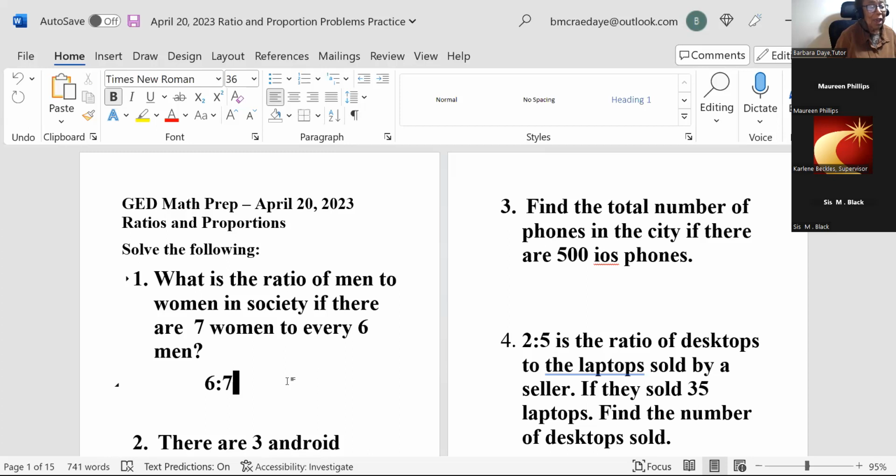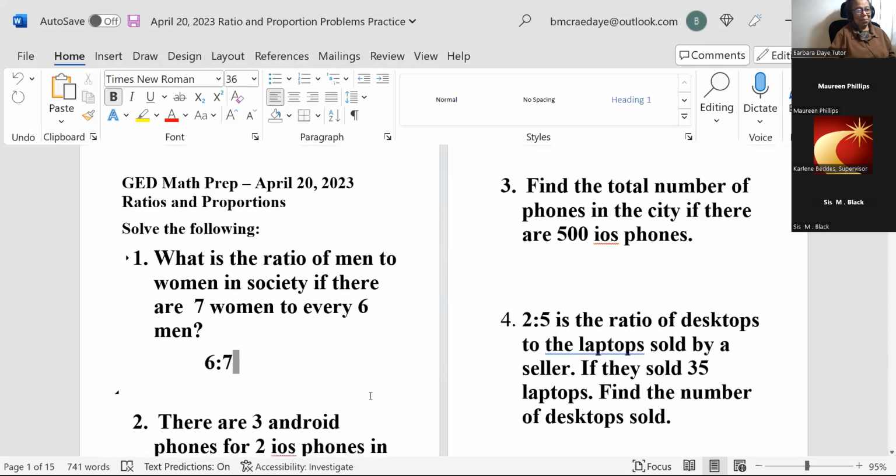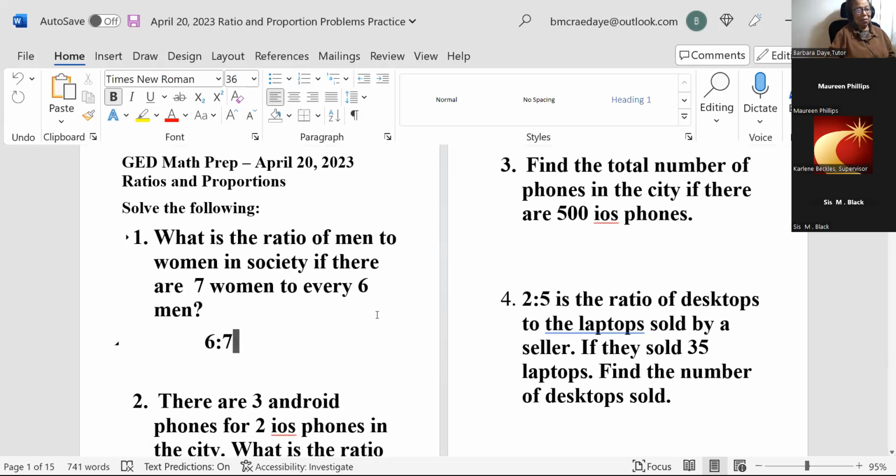Well, for every 6 men, there's 7 women. So the ratio is 6 to 7 for men to women. If I said, what's the ratio of women to men, then it would be 7 to 6. Okay. Got it? Questions? Is it every 6 men? For every 6 men, there are 7 women. So if 6 men pop up, you've got to show 7 women to match.